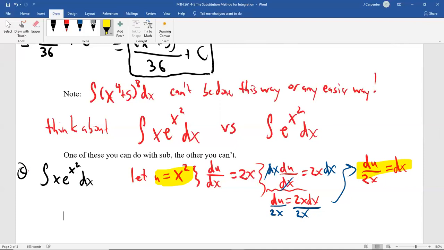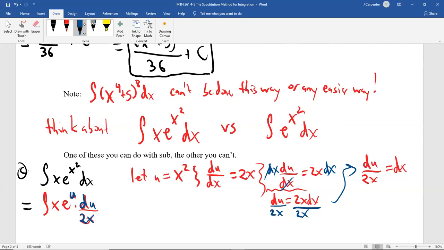Instead of the x squared, we'll write u. Instead of the dx, we'll write du over 2x. So this integration is going to become the integral. Now I'm not changing the x, it stays for now. The e to the x squared part is what I'm going to change to u. And then the dx is changing to the du over 2x. And I'll do blue what I changed. So the x squared turned into a u, and the dx turns into du over 2x.